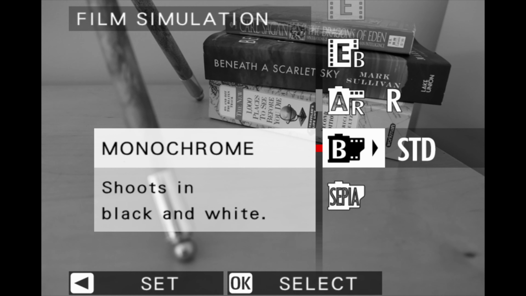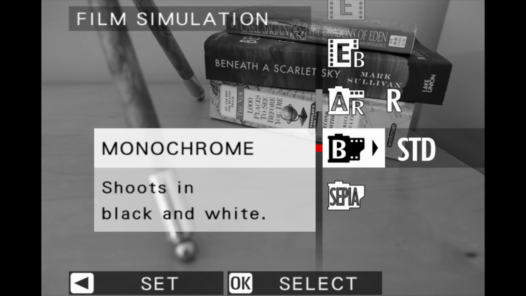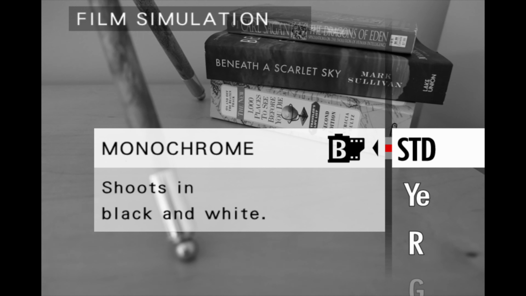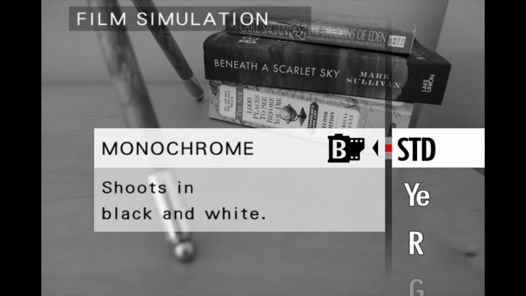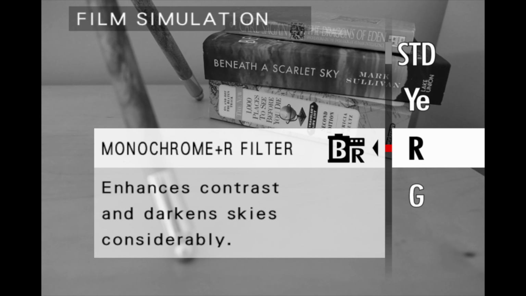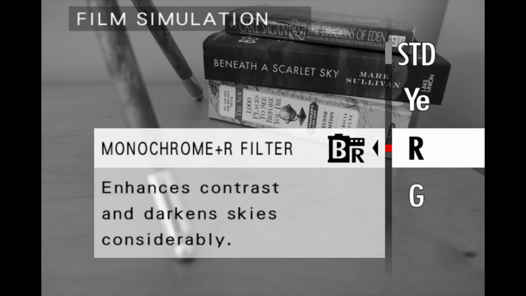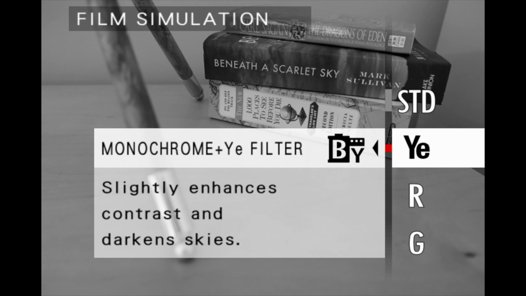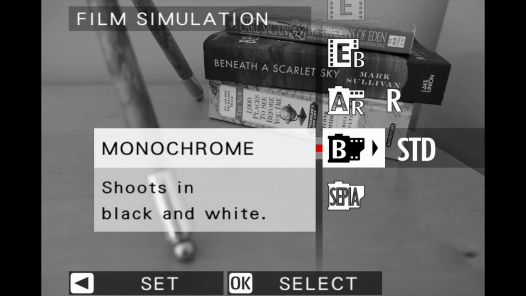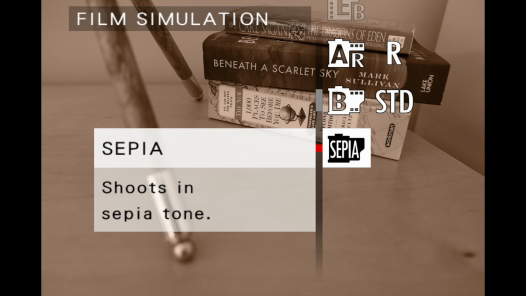After Acros, we've got a standard monochrome, just a standard black and white simulation, not based on any film simulation of Fujifilm, but just a standard black and white, quite basic. But then again, it has the choices between standard, yellow, red, and there also is a green filter on this one. So some more options for black and white monochrome on that. We'll go back. And the last film simulation is the sepia tone.